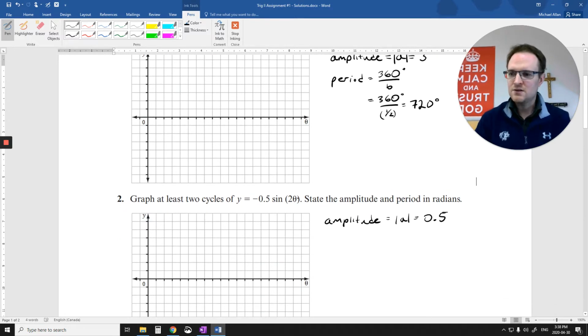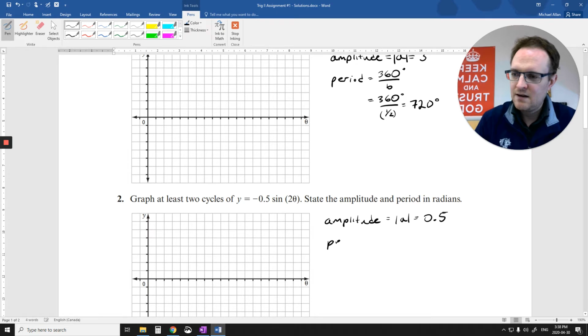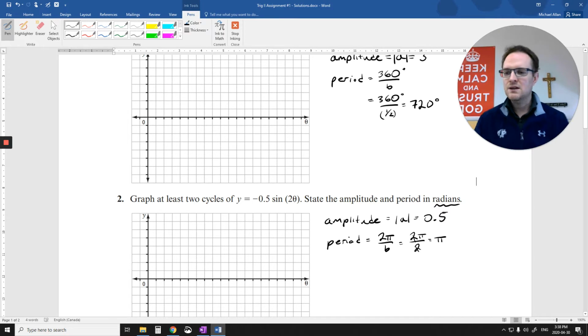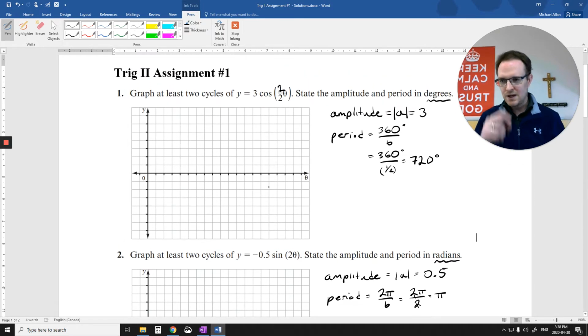Let's just go down and do this one. I'll go up and graph those in a bit. This one's got to be in radians, though. So this is going to be 2 pi over b. I got 2 pi, my b value is 2. 2 is reduced out. I'm left with a period of pi. Okay, so let's do this first top one here.